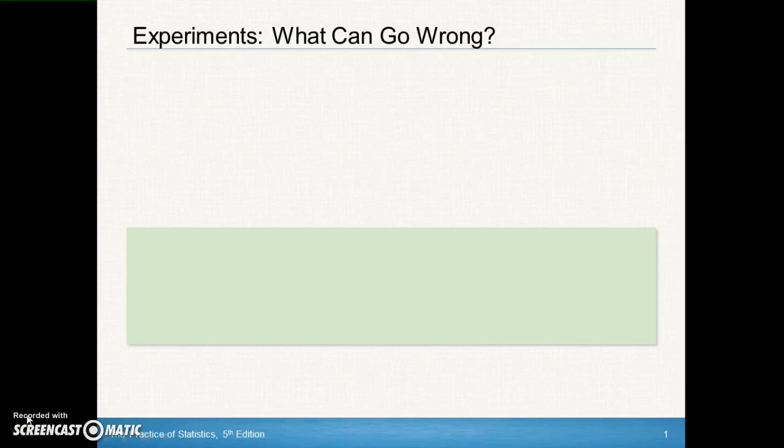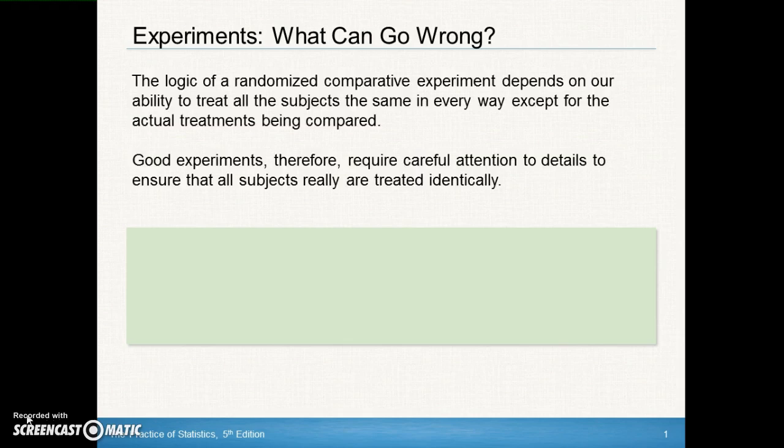So today we learned about one type of experimental design called a completely randomized design. And there are a lot of things that need to happen to make an experiment go right. So we're going to take a little bit of time today to examine what can go wrong in an experiment.